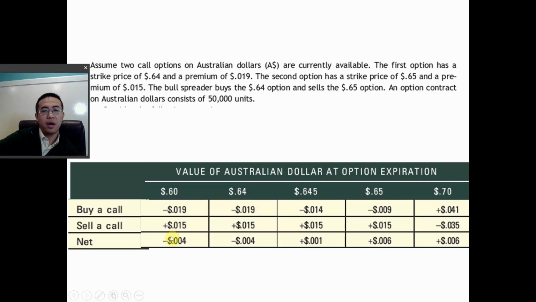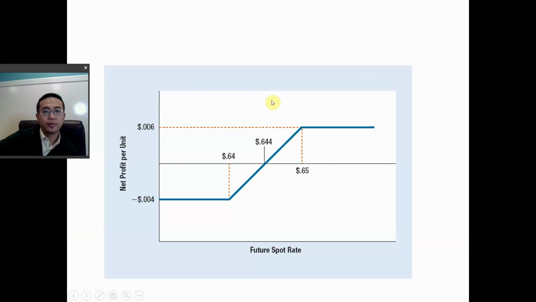So if you combine the profits for the two options, the net profit would be like this. And you can clearly tell that if the spot rate goes up, you would make money. If the spot rate goes lower, you would lose money. So here is the shape of your profit. It's a spread, okay, from negative 0.004 to positive 0.006. So that's a spread. And here is your profit zone. Here is your loss zone. If you cut in the middle, it's linear.